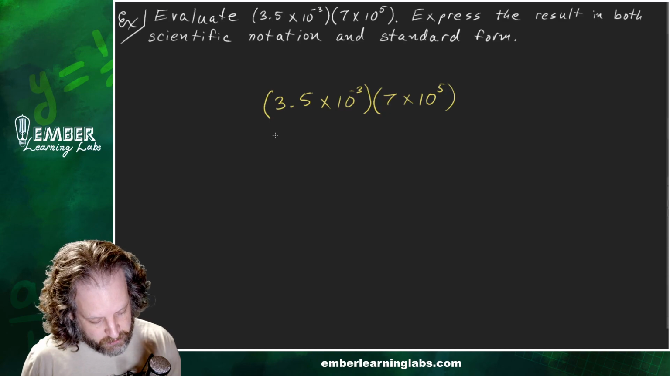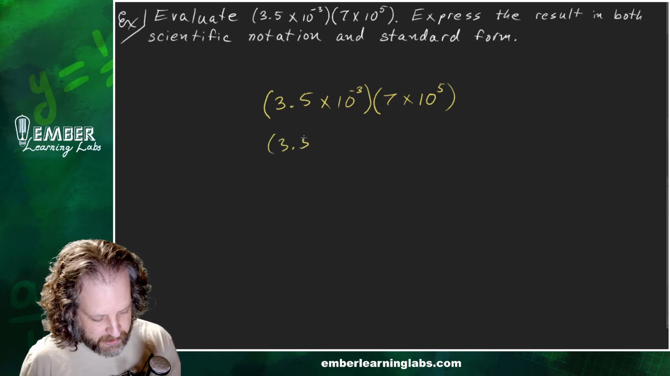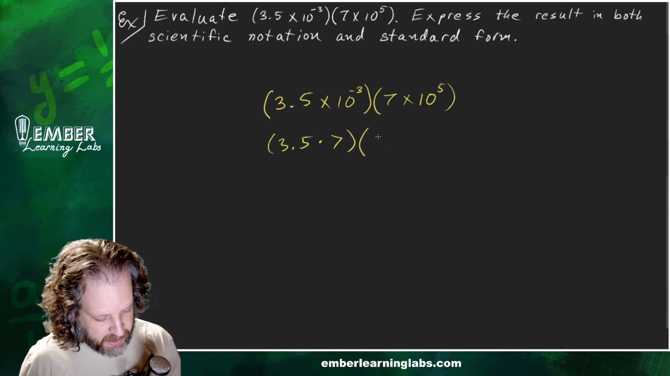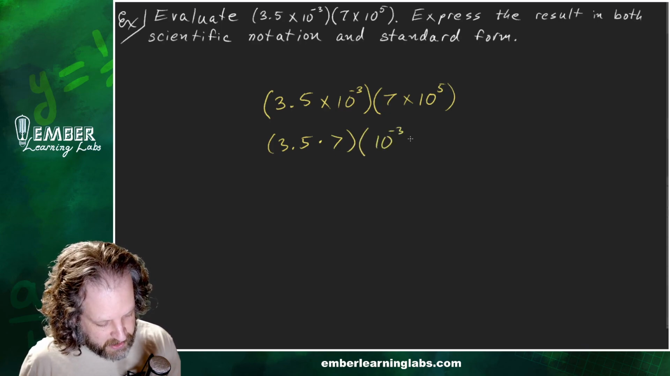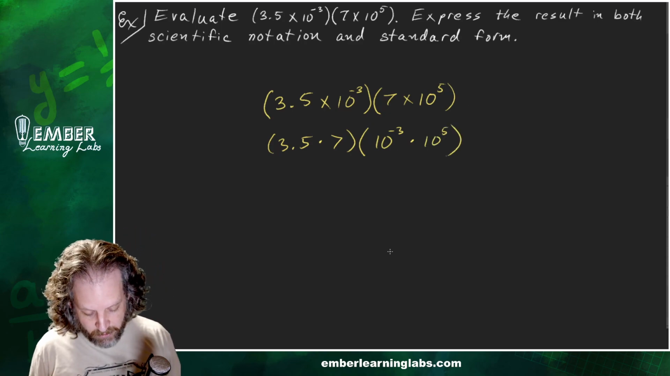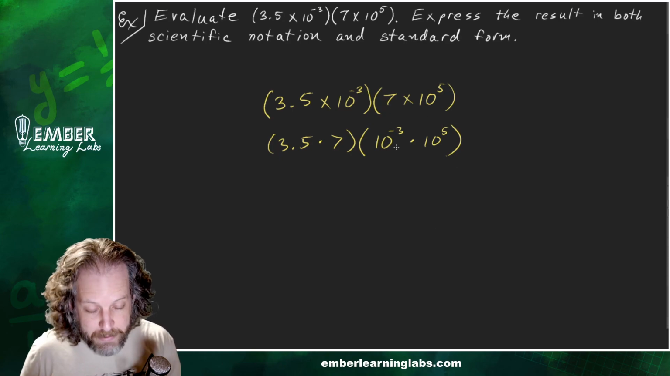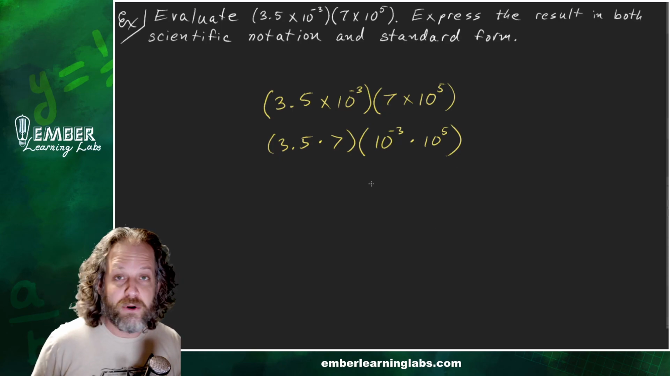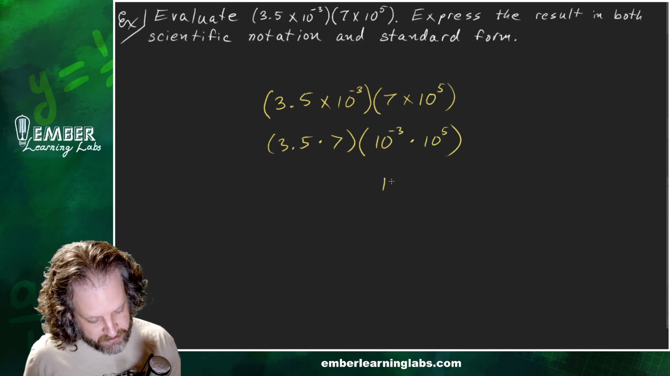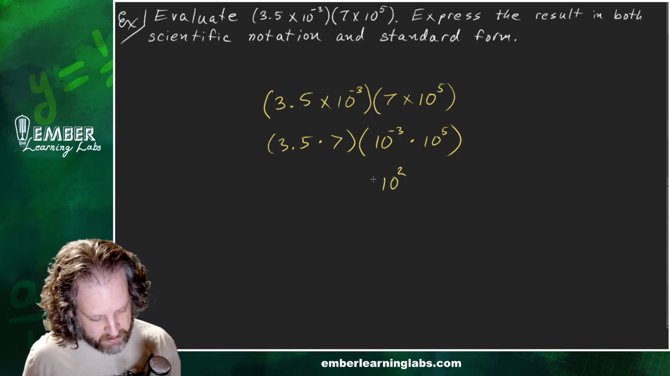So we could do this as 3.5 times 7, and then times 10 to the negative 3 times 10 to the 5th, right? So we just group the little 10s. Now look what we have here. We have like bases. They're multiplied. So what do we do with the exponents? We add them. So negative 3 plus 5 is 2. So this just turns into 10 squared.